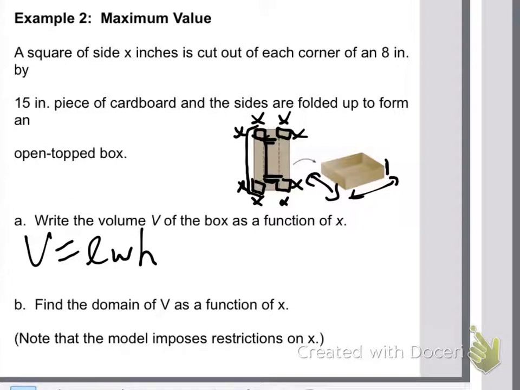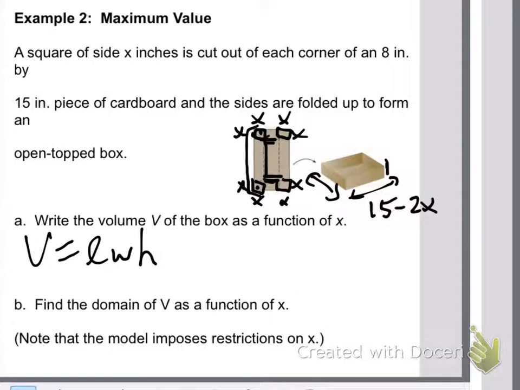The box is not 15 inches long because I cut out these squares. Well, each square has a length of x. So if I wanted to find the length of what was left, it would be 15 minus 2x, because two of the squares got cut out. Now, think about it. You think you'd do the same thing for the 8 inches?